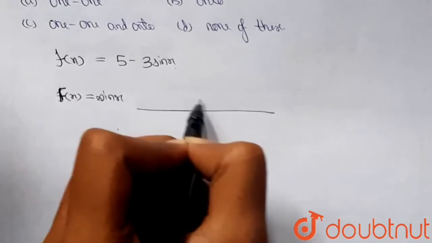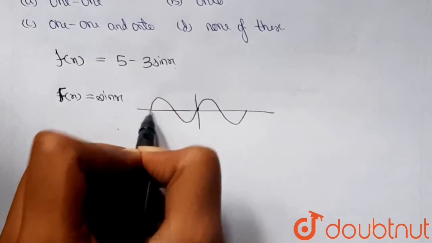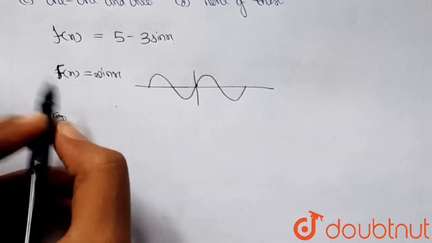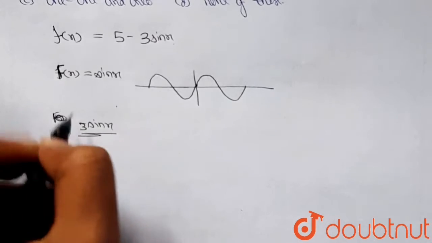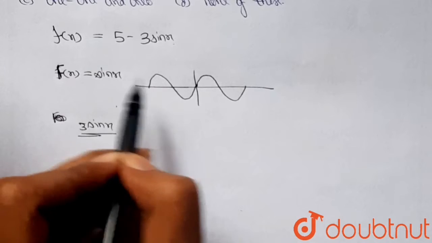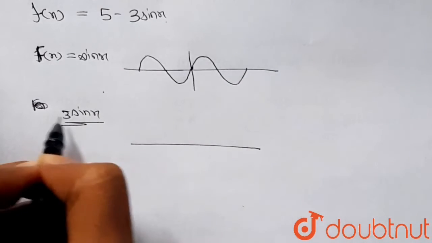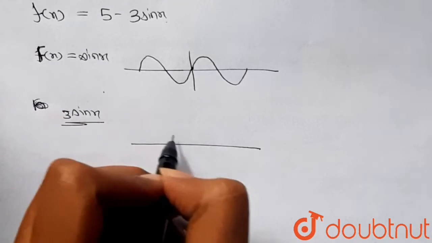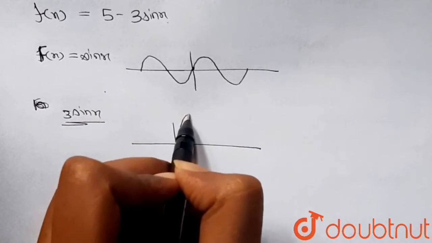We all know that the graph of sine x is like this, right? So it will be somewhat like this. Now let's draw the graph of 3 times sine x, right? In the question we have to draw the graph of 5 minus 3 sine x. So let's multiply this sine x with 3, so the graph will transform. Basically the graph will be amplified. If we multiply a function with a constant, its graph will be amplified. So it will remain the same graph but in the amplified form. So it will be like this.